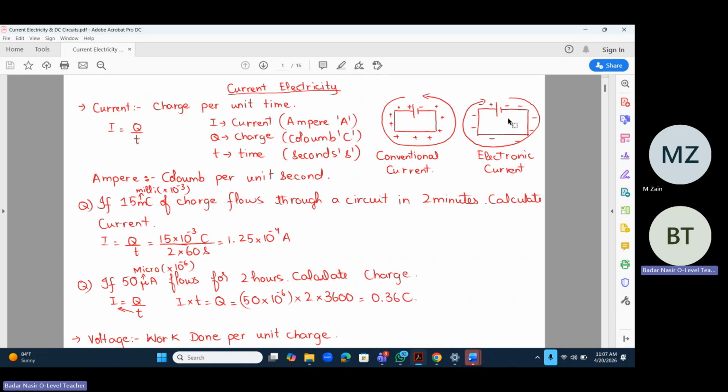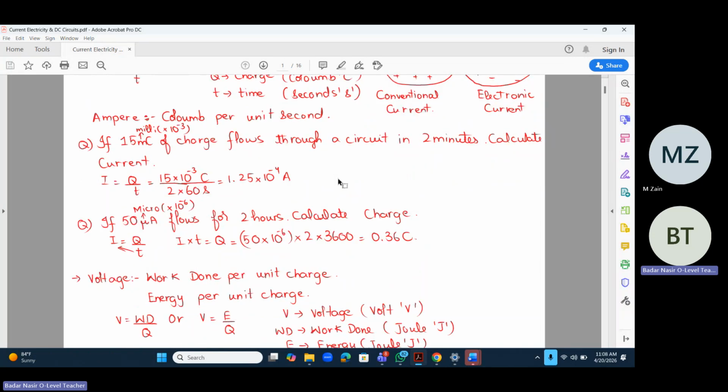इलेक्ट्रॉनिक करंट में electrons which travel from negative terminal towards the positive terminal, and in reality electrons ही होते हैं जो travel करते हैं। ठीक है, but we consider conventional current from positive to negative। ठीक है, current की SI unit is ampere and ampere is defined as coulomb per unit second. So we have a numerical.